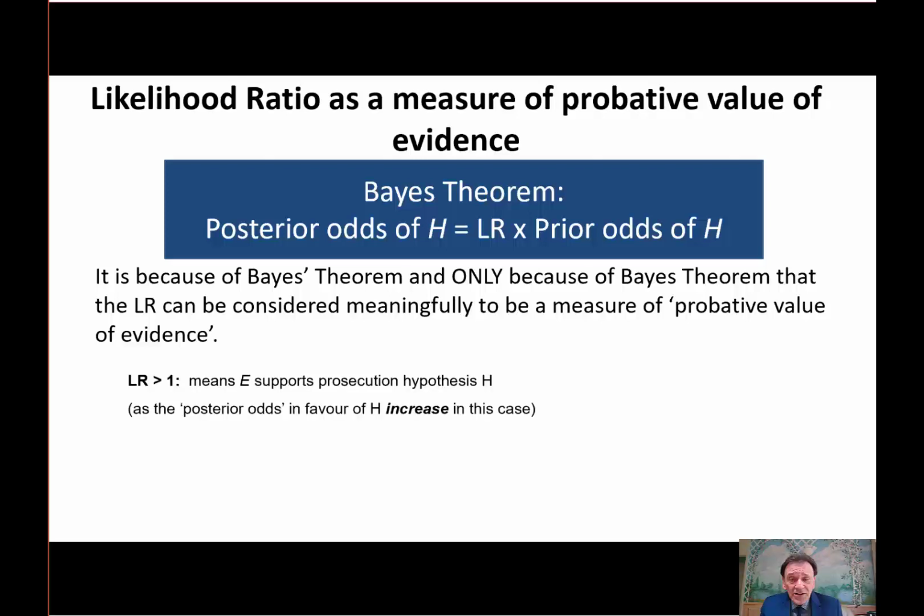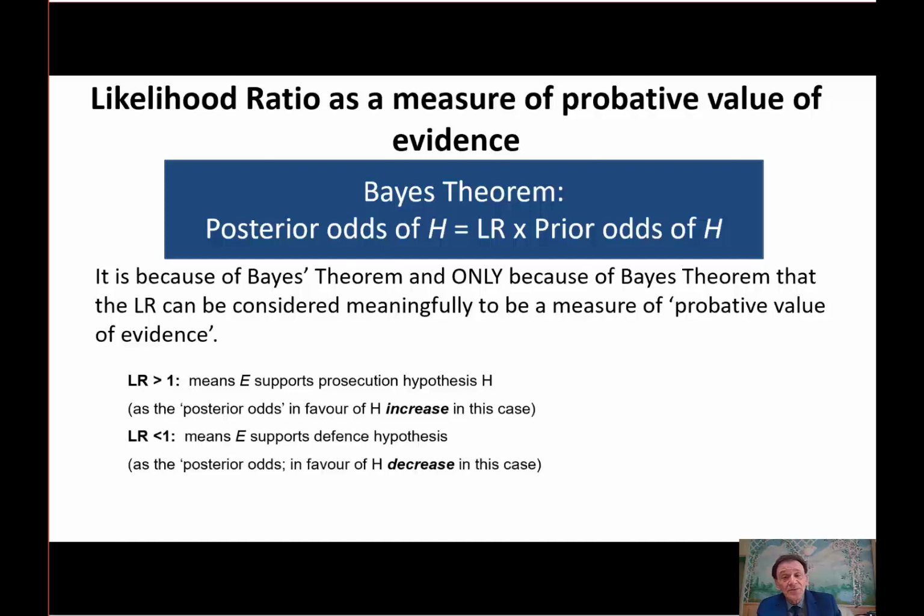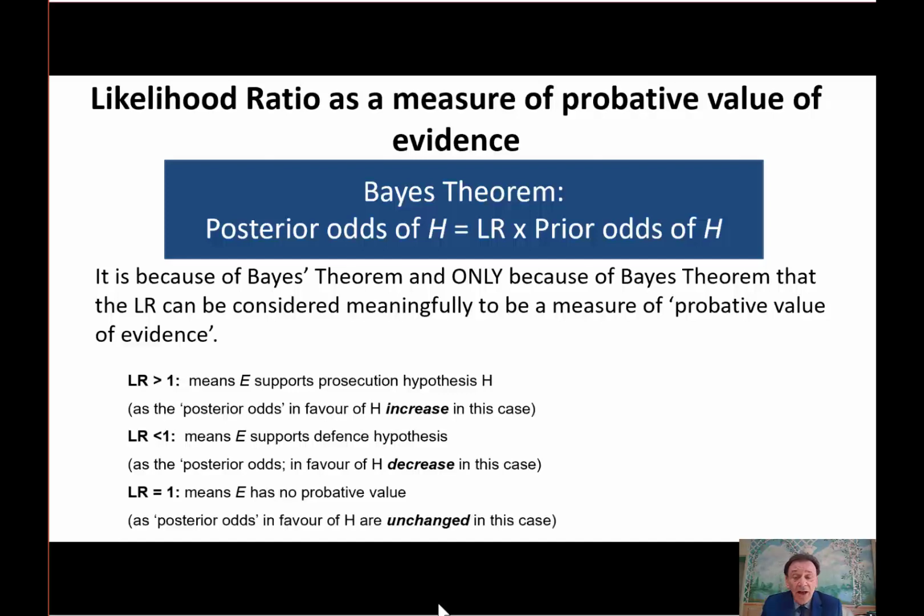And that's because a likelihood ratio greater than 1 means that the evidence supports the prosecution hypothesis, as the posterior odds in favour of H increase in this case. And the higher the likelihood ratio, the higher the posterior odds in favour of H. A likelihood ratio of less than 1 means that E supports the defence hypothesis, because the posterior odds in favour of H decrease in this case, and the closer the likelihood ratio is to 0, the lower the posterior odds in favour of H. And a likelihood ratio equal to 1 means that E has no probative value, because the posterior odds in favour of H are unchanged in this case.